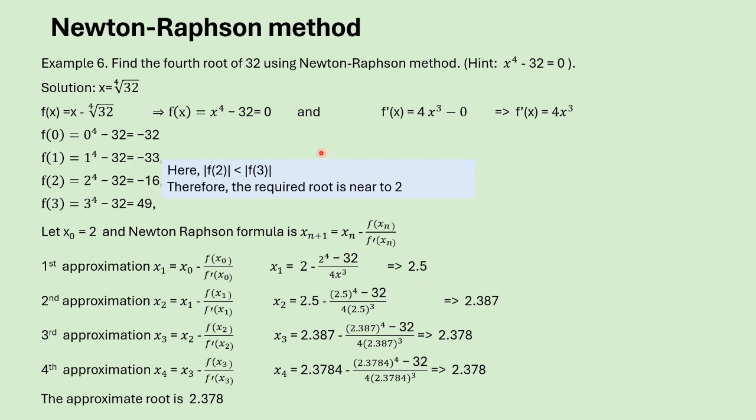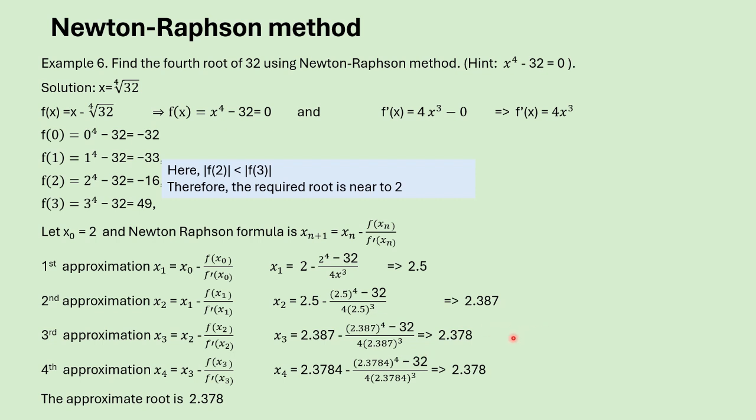Now we have to start with next approximation. So x2 is equal to x1 minus f of x1 by f dash x1. So here x1 value we have to substitute. In f of x also we have to substitute the value of x1. F dash of x, we have to substitute the value of x1. We get this. Simplifying it, we get 2.387. Now we have to do third approximation, that's x3 is equal to x2 minus f of x2 by f dash x2. So here we have to substitute the value of x2, which is this. We will get this, and on simplifying we get 2.378.